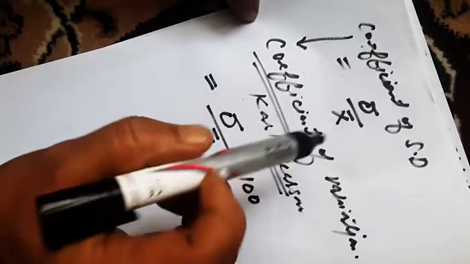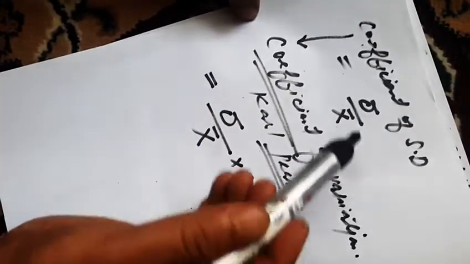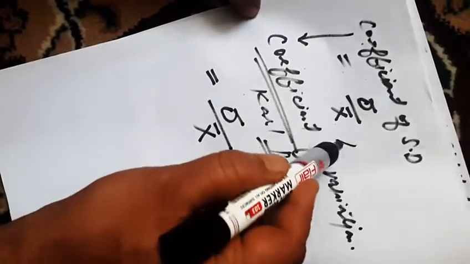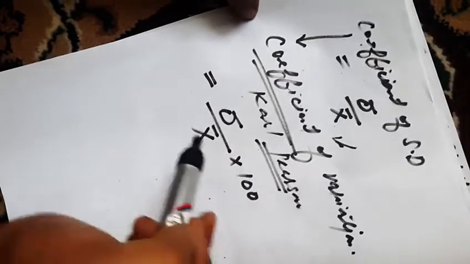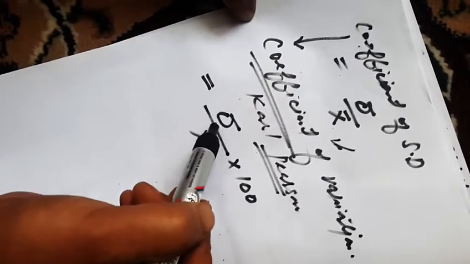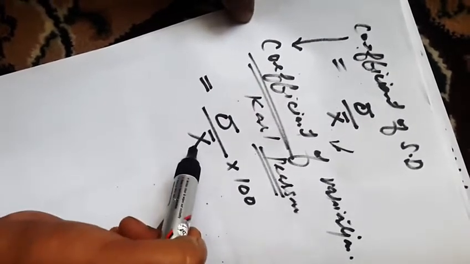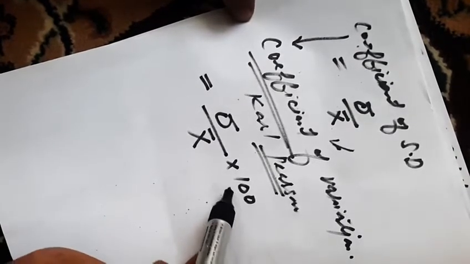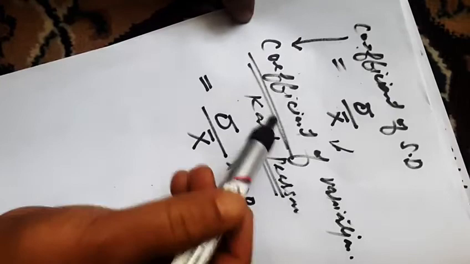So if we multiply this coefficient of standard deviation by 100, what do we get? We get the coefficient of variation. As you know how to calculate the standard deviation and the mean, you simply multiply by 100 and you will get the coefficient of variation.